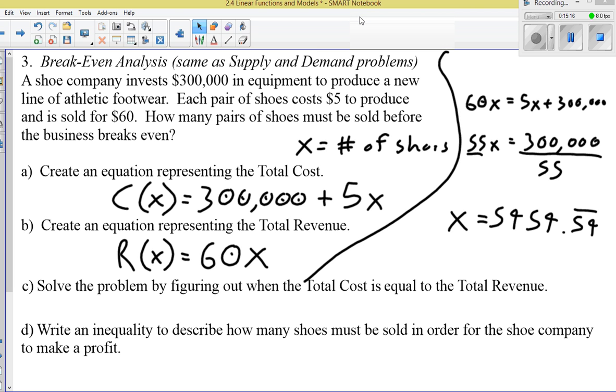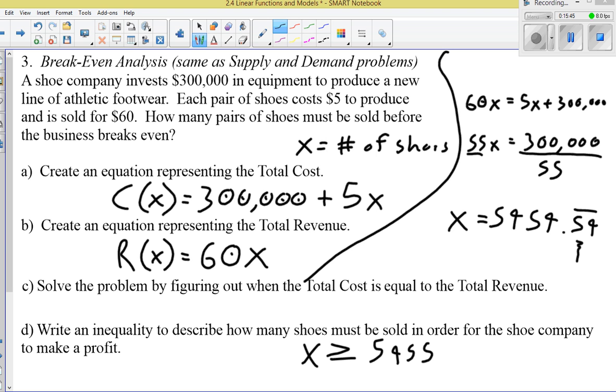Part D, write an inequality to describe how many shoes must be sold in order for the shoe company to make a profit. At 54.54, we're not quite going to have enough money to make it. Because we're not going to make a fraction of a shoe, I have to put this in context. I need shoes to be 55, 55 shoes that I need in order to start making a profit.